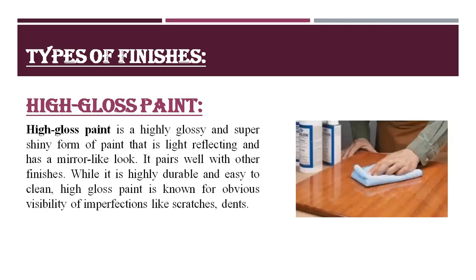And the sixth and last type of finish is high gloss finish paint. A high gloss paint is a highly glossy and super shiny form of paint, that is light reflecting and has a mirror-like look, which is also seen in the diagram. It pairs well with other finishes. While it is highly durable and easy to clean, high gloss paint is known for obvious visibility of imperfections like scratches and dents.